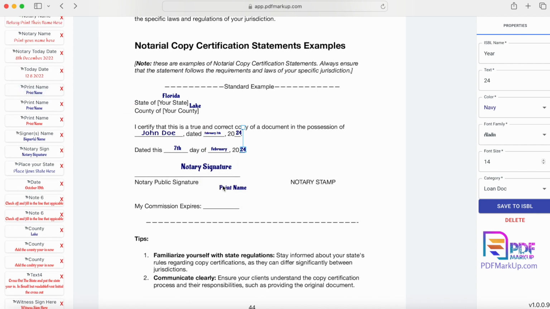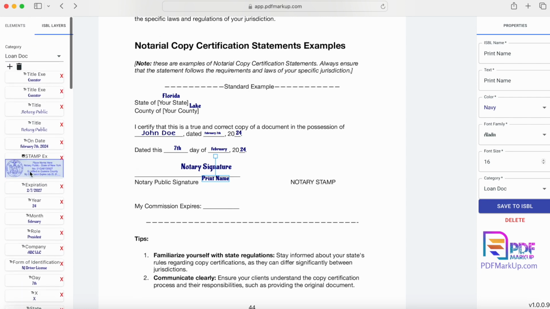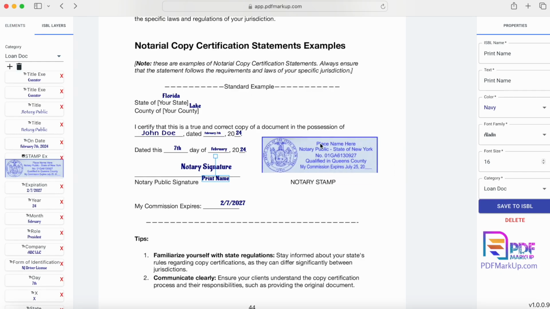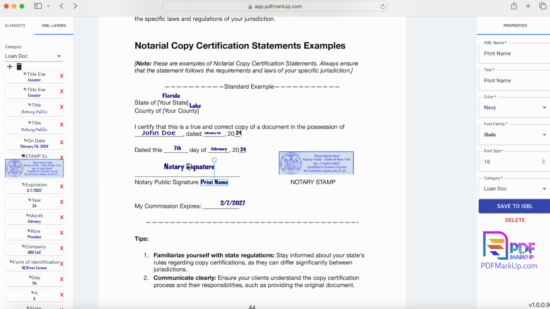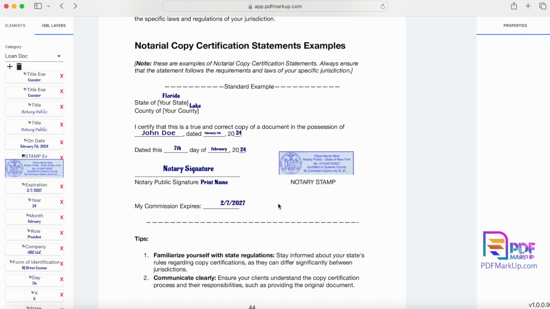Signature, print, expiration date, stamp. And that's done. For more information on that, if you go to pages before this notarial certificate, you will see examples of what you can and can't notarize as a true and correct copy.